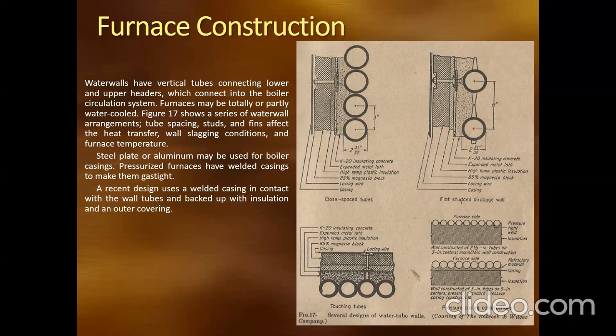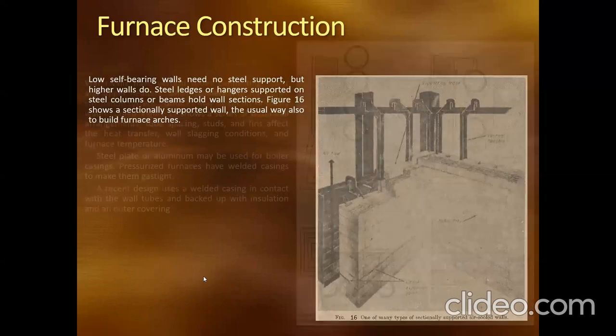So, may support na, may distance ito. Gusto naman, touching tube. Bukod sa closed space to, nagdikita na. Pressure casing construction. So, nakaluhano siya. Pressure tight. Steel plate or aluminum may be used for boiler casing. Pressurized furnaces have welded casing to make them gas tight. A recent design uses a welded casing in contact with the wall tube and back up with insulation and outer covering. Meron pang mas bago doon.